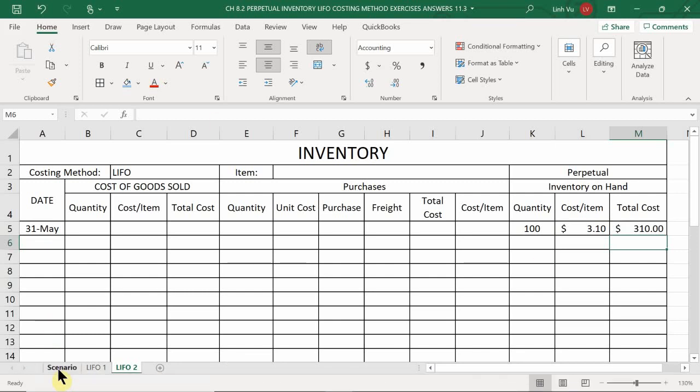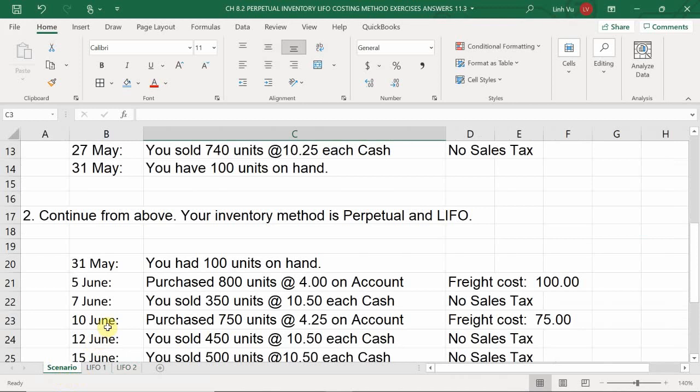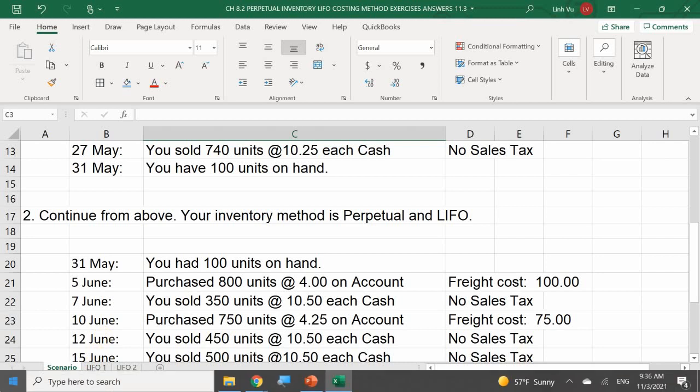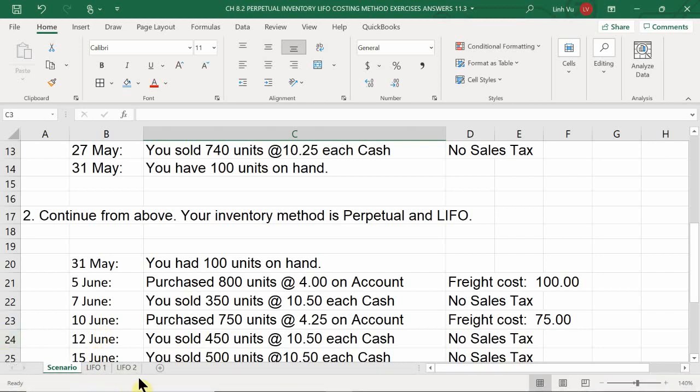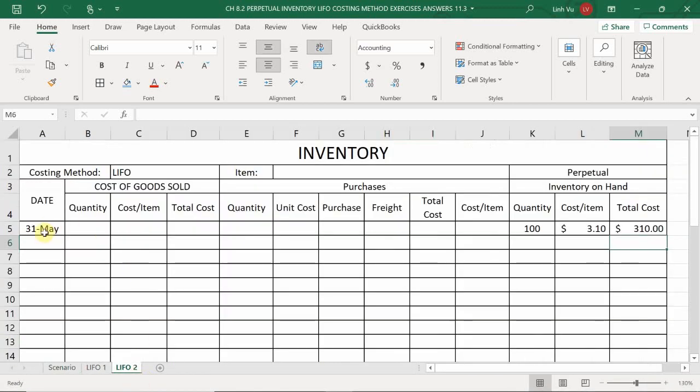units on hand. Okay. So June 5th rolls around and we purchase 800 units at $4 each with a freight of $100. So 800 at $4 with a freight of 100. So it is June 5th. We're going to skip over the cost of goods sold section. We bought 800 units at $4 with a freight of 100.